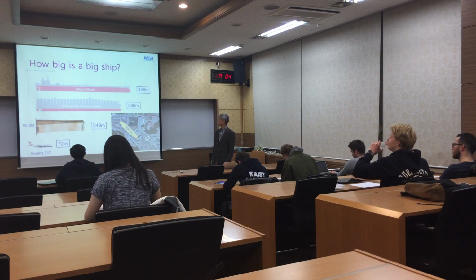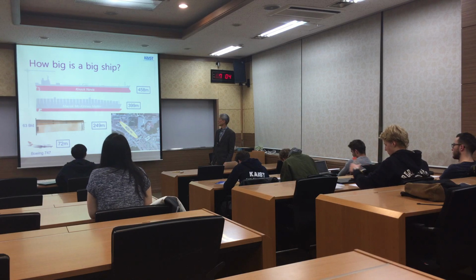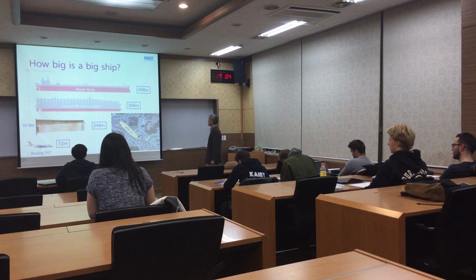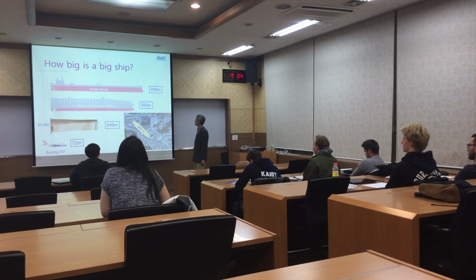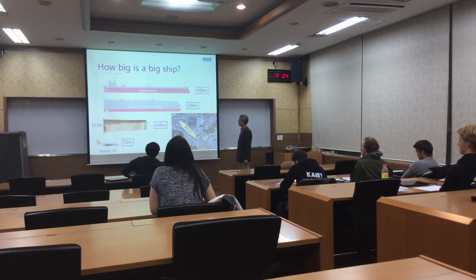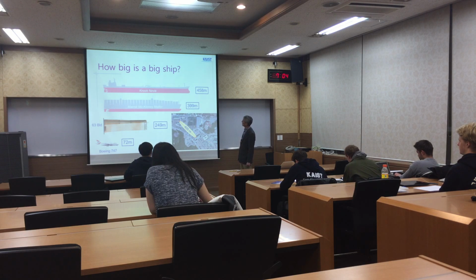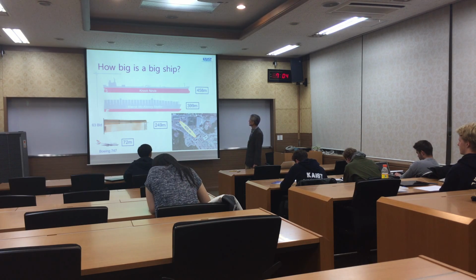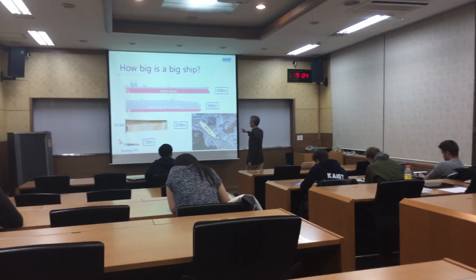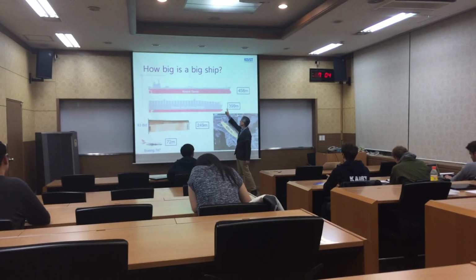And ship is big, right? The probably biggest one, around 500 meters. That looks like a bulk carrier, not a container ship. Container ship is this one. It's about 400 meters.